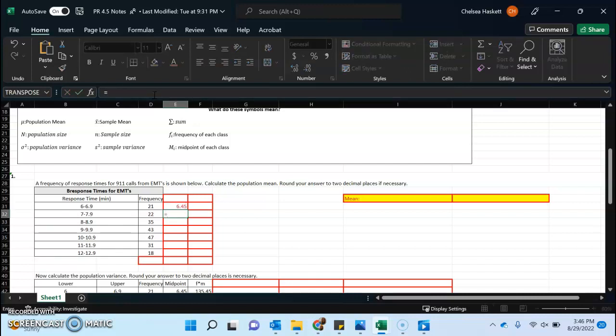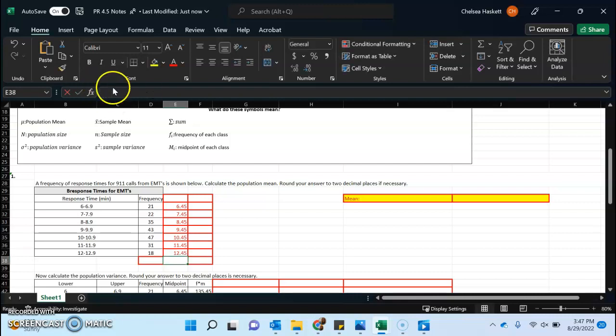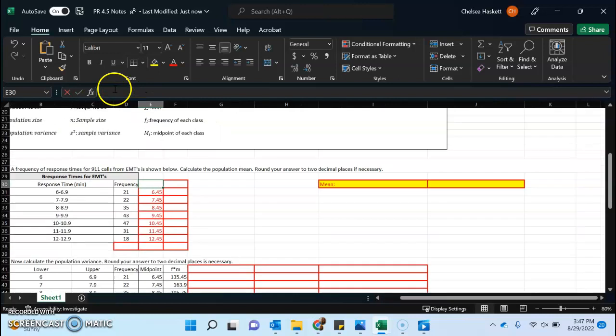Okay, and I'm going to do that same thing. So 7 plus 7.9, parentheses, divided by 2. And so you kind of see that it's 8.45. This is going to be 9.45. This is going to be 10.45. This is going to be 11.45 and 12.45. Okay, so these are your midpoints. These are called midpoints. Okay.